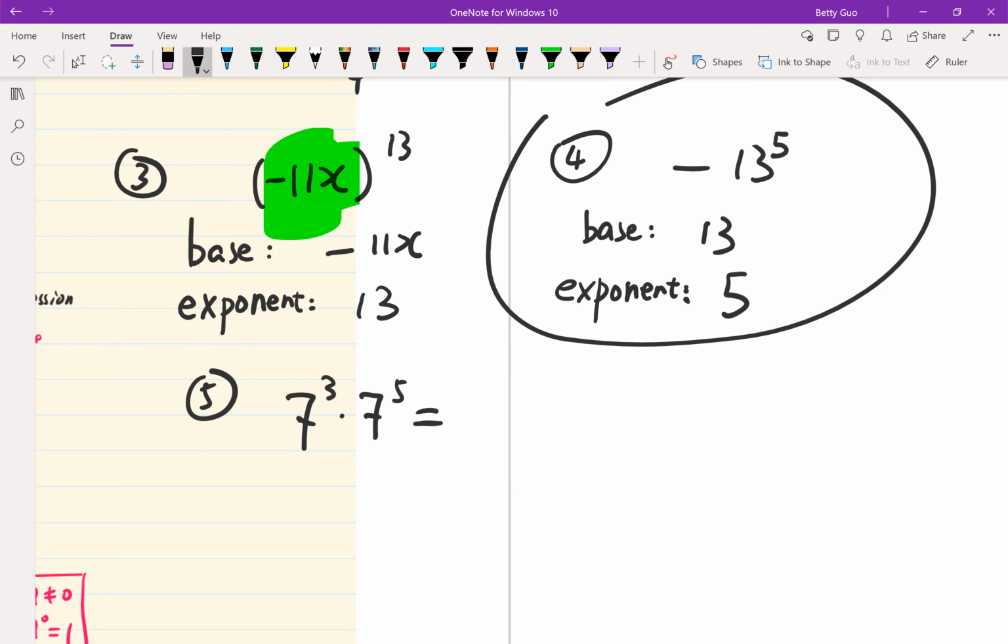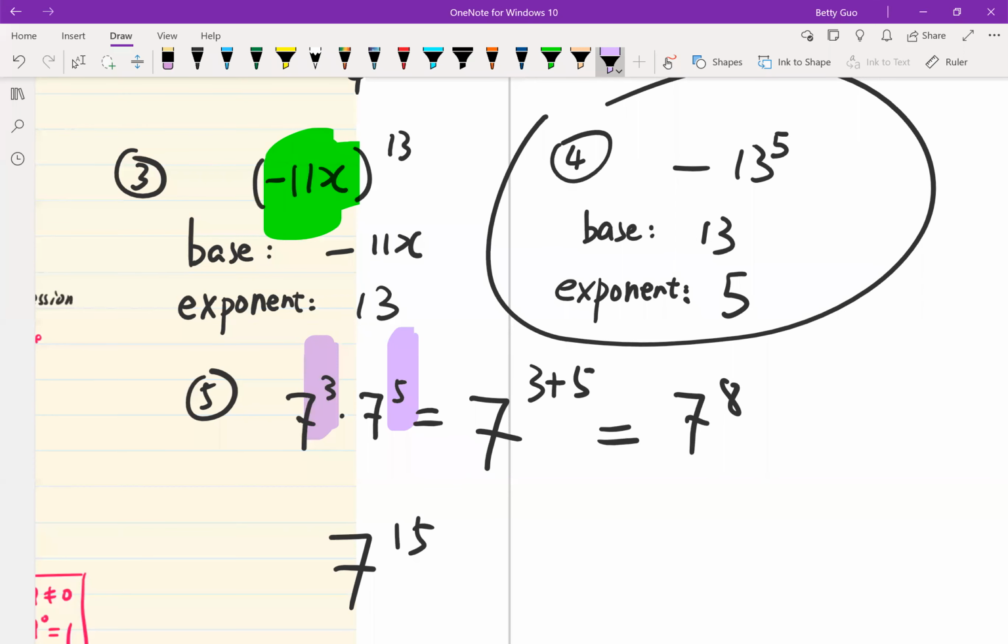You are multiplying two powers with the same base 7. You keep the base and add the two exponents. 3 plus 5 is 8, and that's the answer you are going to choose. You will see 7 to the power of 15, but please do not choose that. The two exponents, 3 and 5, you are going to add them up. You are not multiplying them together, okay? Any question about number 5?